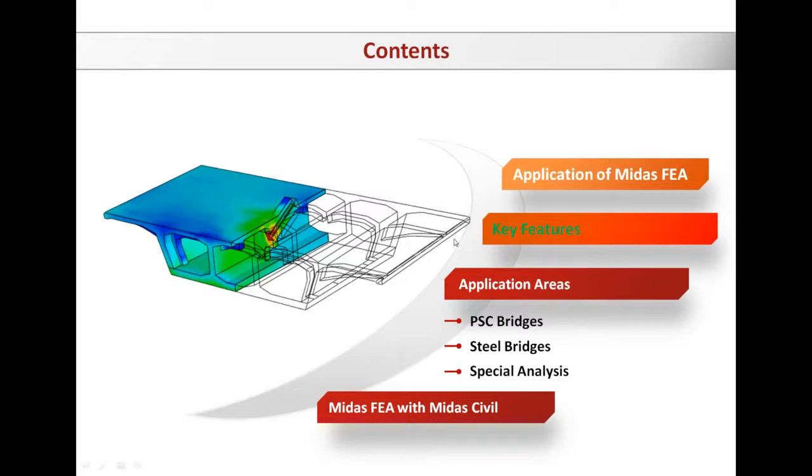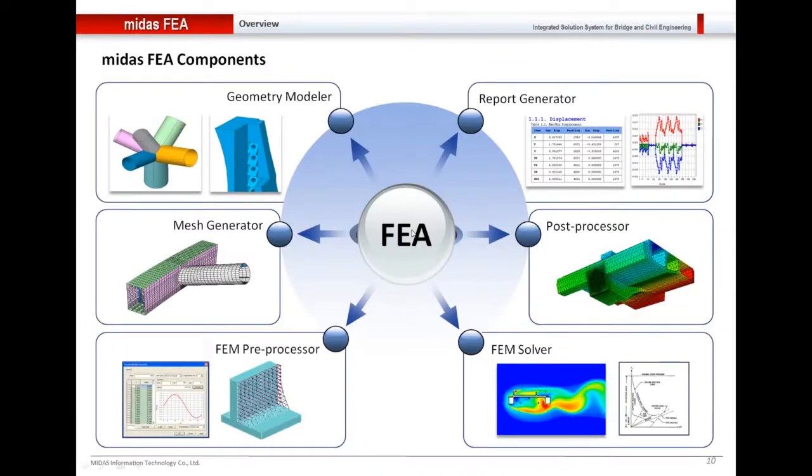Now let us talk about some of the key features of Midas FEA. Being a finite element analysis software, it has all the components that a finite element analysis software generally has. So here you can see that it has a geometric modeler, it has a mesh generator, it has a preprocessor which can be used to define the construction stages or loading on the project. Then you can use the solver to perform the analysis, and there is a post processor which can give you the results. And finally, you can also use the report generator feature which Midas FEA has to create the reports for your projects.